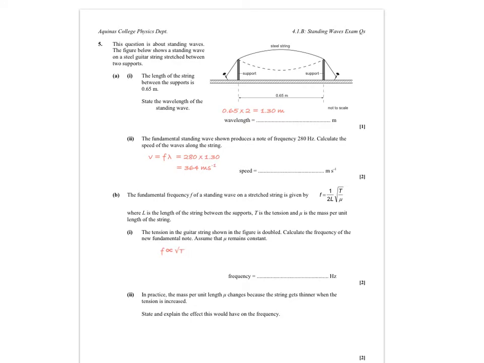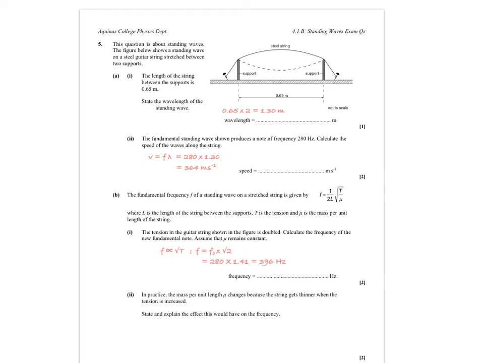If we're going to keep everything else the same, so the length of the string and mu the same, then we can say that f is proportional to root T. And so f is equal to the fundamental frequency, f0, times root 2. So all we need to do is multiply our fundamental frequency by root 2, which is about 1.41, and we get 396 Hz.